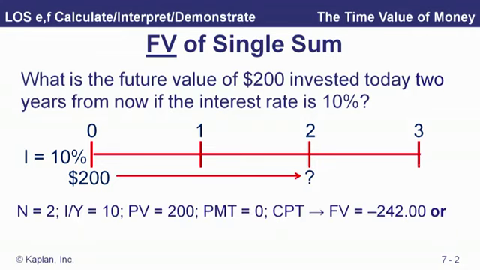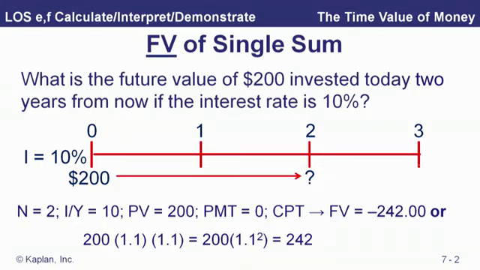Well, look, we're looking at the calculator solution, but let me put the mathematics of it up here as well. We start with 200. We multiply it by 1 plus the interest rate, so that's what we have at the end of the first year. 200 times 1.1, that's got to be $220 at the end of the first year.